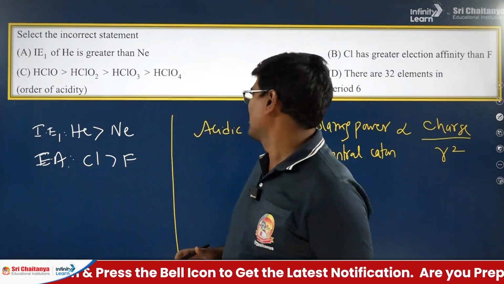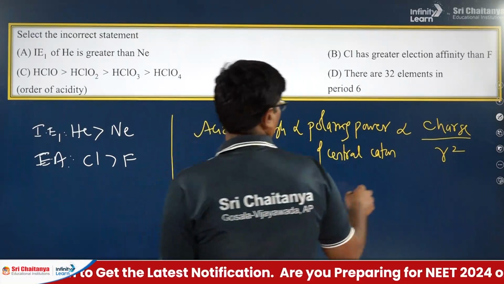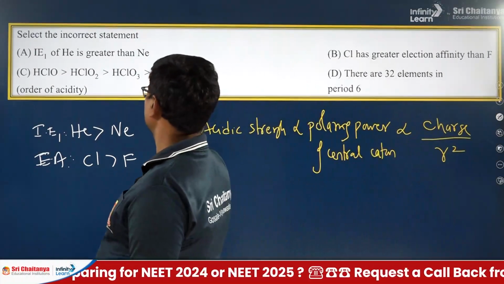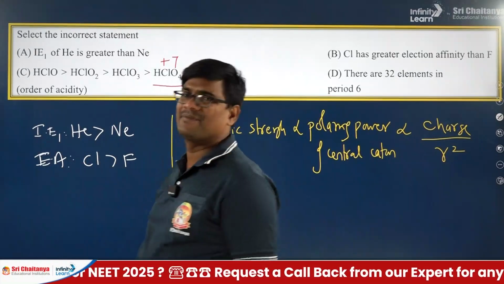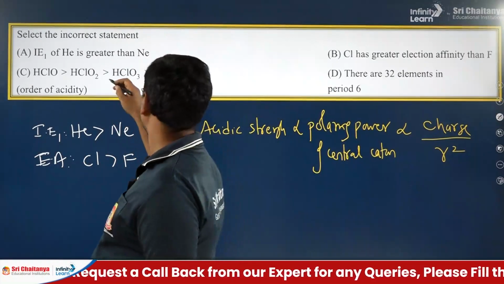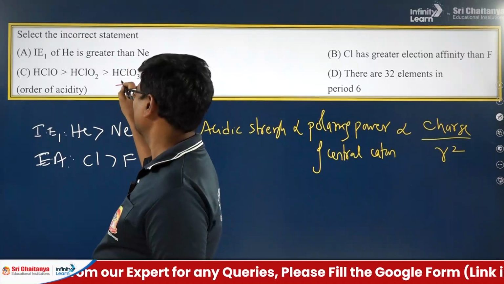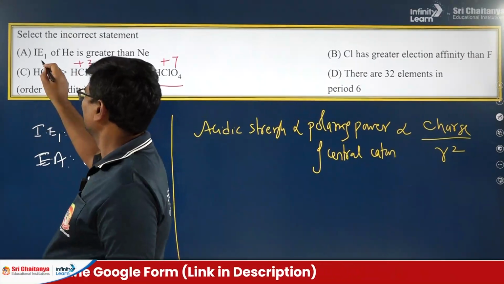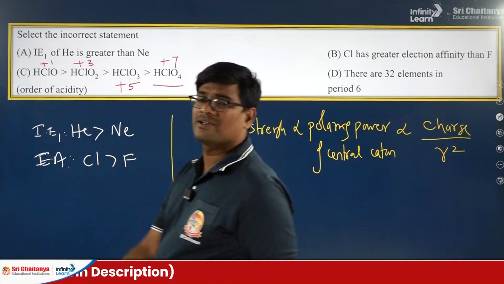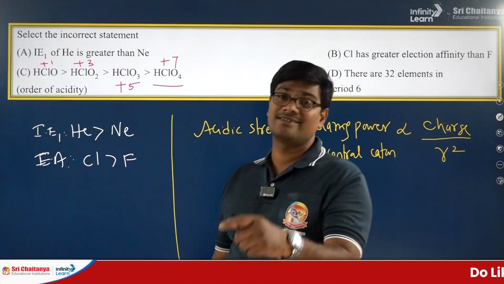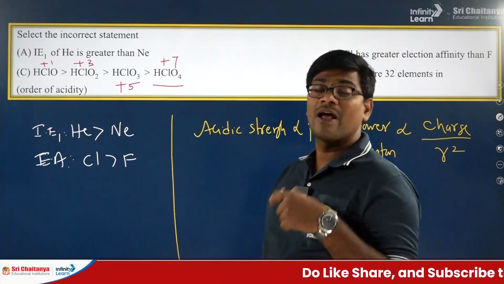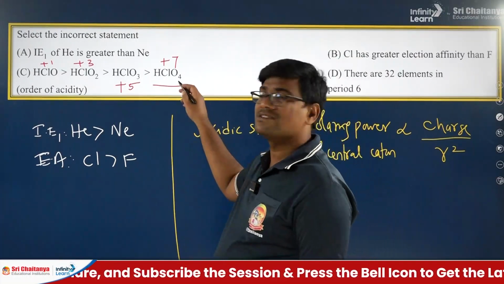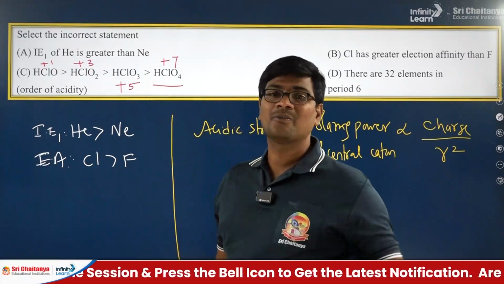So here charge is more for what? The chlorine. Let's see the charges. In case of perchloric acid, what is the charge of chlorine? +7. In case of chloric acid, what is the charge? +5. In case of chlorous acid, +3. In case of hypochlorous acid, +1. So higher the charge, higher the acidic strength. That means perchloric acid, HClO4, should have more acidic strength, but unfortunately they have given the opposite trend.